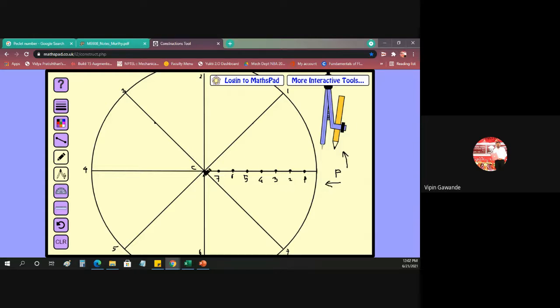Now what will happen when this CP line moves here? The P point comes to 1. When this CP line is here, then the P point moves 2 divisions. When the CP line is on this line, then it takes 3 divisions, so the P point comes up to 3. Likewise, we will see how we have to construct this.